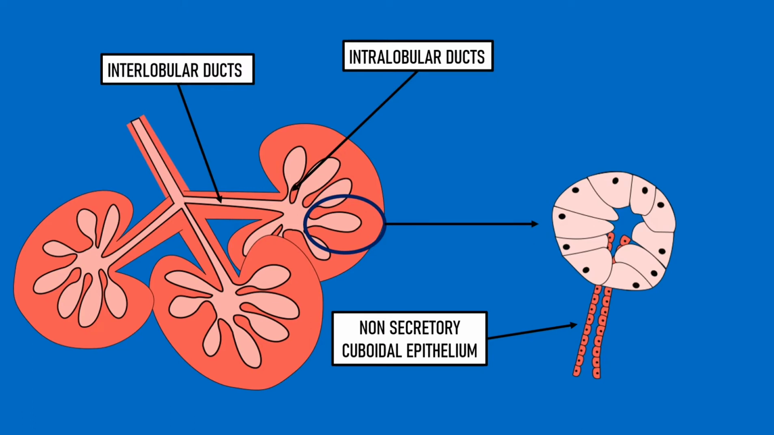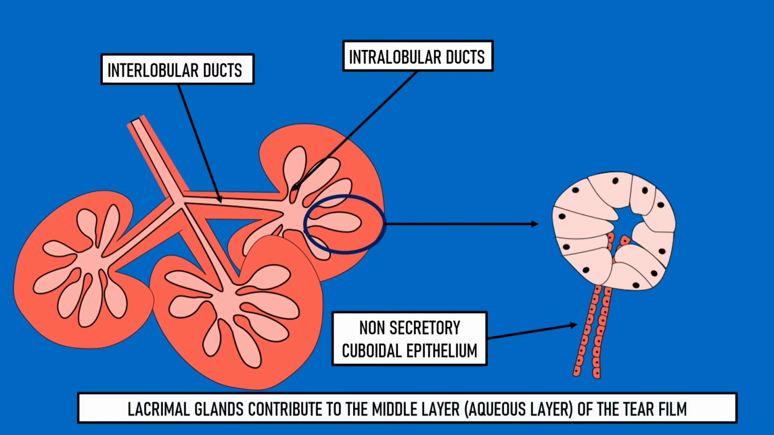And when we blink, the fluid gets distributed over the ocular surface as the tear film. The tear film has 3 layers. From the outside to the inside, they are the lipid layer, the aqueous layer and the mucus layer. Lacrimal glands contribute to the middle layer or the aqueous layer of the tear film.